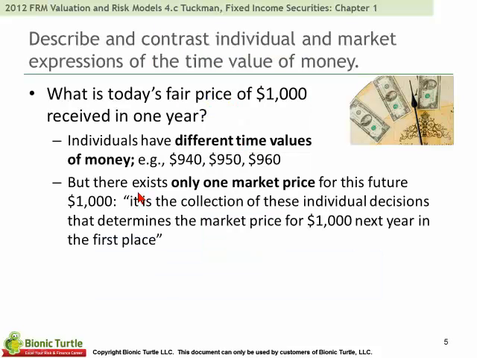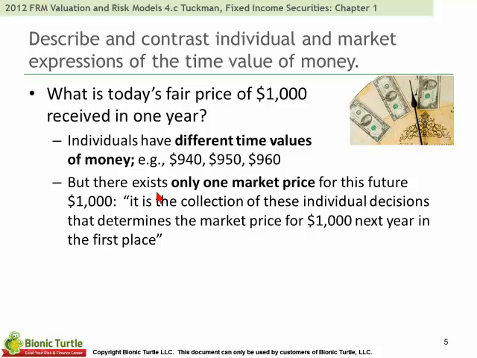So chapter 1 is introductory. It introduces the time value of money and asks the question, what is today's fair price of $1,000 received in 1 year? And Tuckman makes 2 points basically. The first is that as individuals, you and I can assign different values to that today. I can decide that $1,000 in a year is worth $940 to me, and you can decide something different.